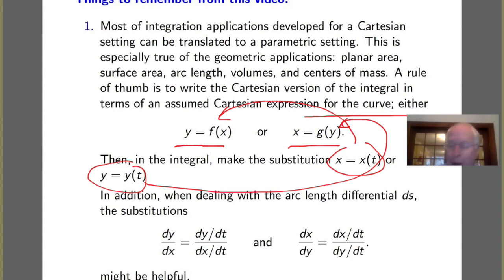You also may find, when we deal with arc length and surface area, that it can be helpful to keep in mind these ideas, remember we saw earlier, dy dx can be found by computing dy dt over dx dt. So if you ever have a dy dx showing up in an integral, you can use this to get to the Cartesian forms. And similarly, dx dy is dx dt divided by dy dt.